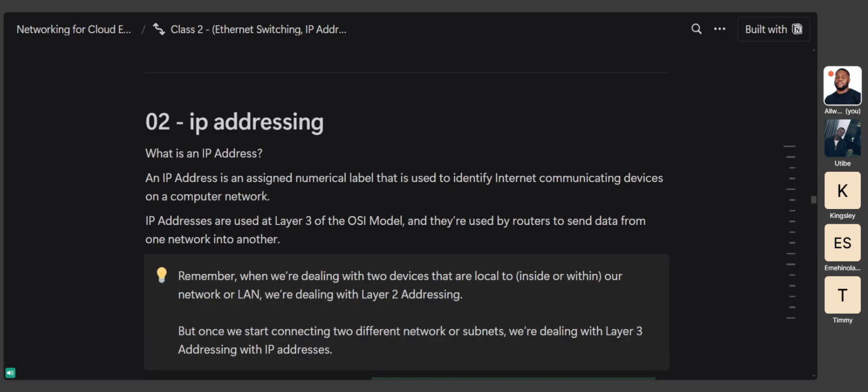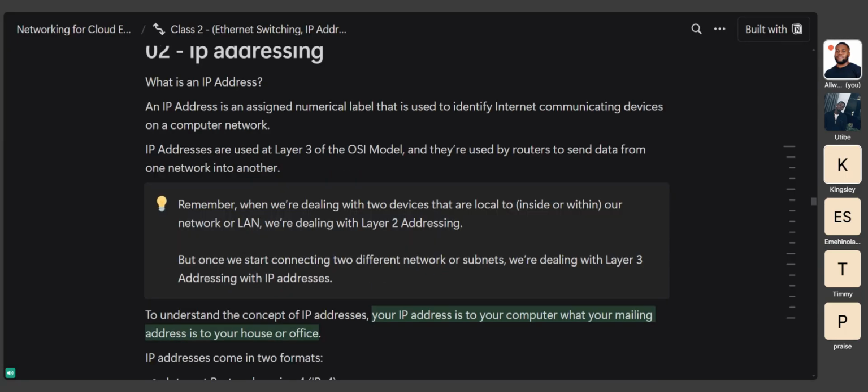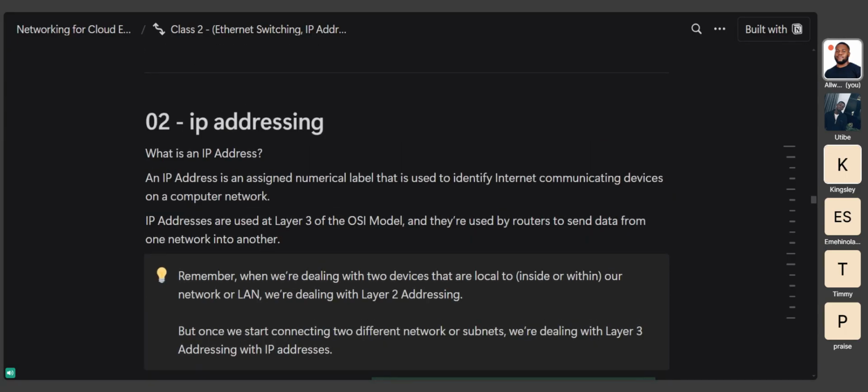Thanks for that. So we go on now to talking about IP addressing. Oh my God, we've spent an hour talking about Ethernet switching, but I hope it's been valuable and useful, and you've learned something from that. So now we're going to start delving deeper into IP addressing.